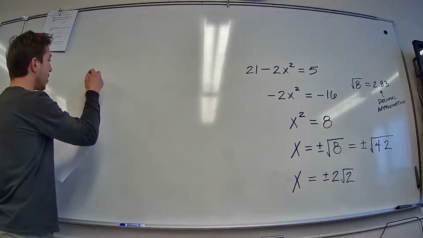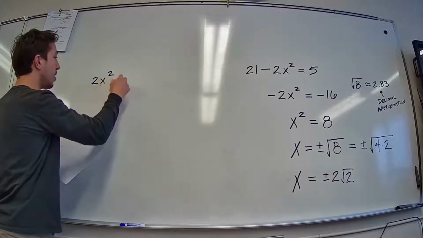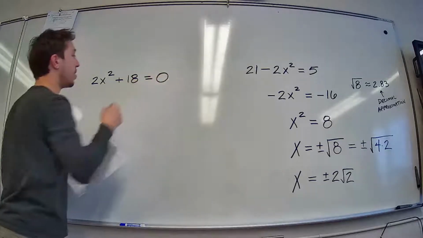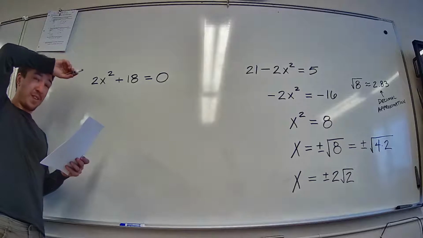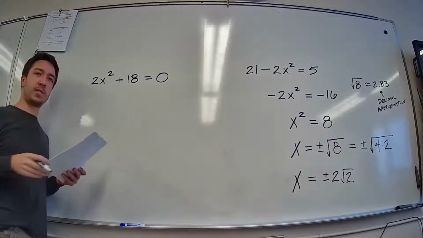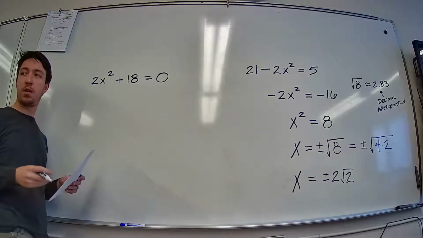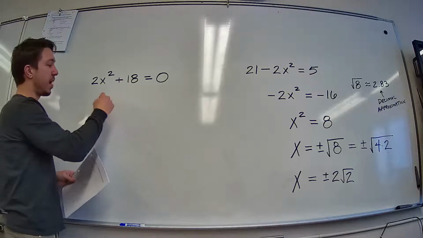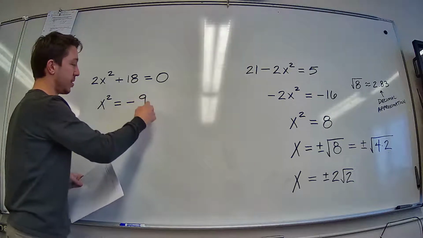So H says you've got 2x squared plus 18 equals 0. Okay, so first, maybe you can think about this. Why did I want to highlight this question? Why is this one special? You can't have the square root of a negative number. Yeah, exactly. So after 2 little steps of algebra, you should end up with x squared equals -9.